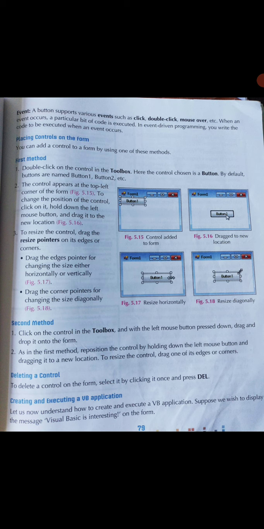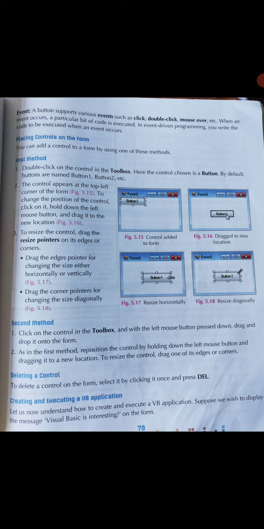Then you will turn to page number 79. First method: you make Roman number 1, underline, hyphen. You will make this step 1, step 2, step 3. Step 1, you will write: double click on the control in the toolbox. Here the control chosen is a button. By default buttons are named Button1, Button2, etc.